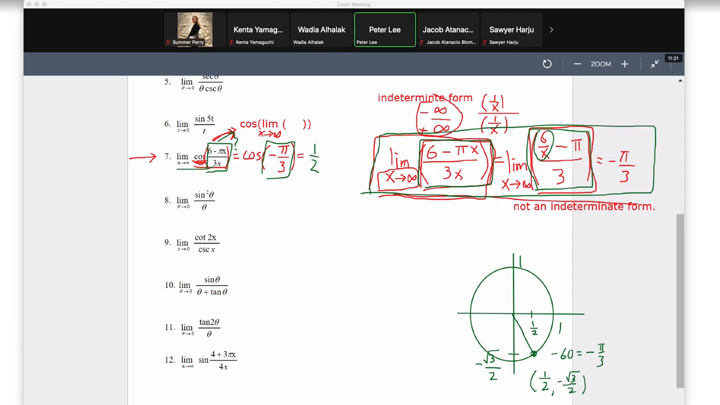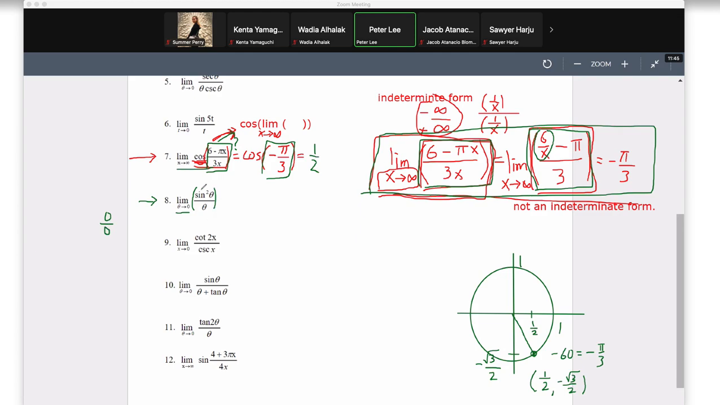Okay, well, let's see. Let's look at it again. Okay, number 8. So now we've come to number 8 here. So we have the limit of sine square theta over theta, as theta is approaching 0. So first of all, the limit theta is approaching 0, that's a good thing. Because when you plug in theta equals 0, what do you get? We get 0 over 0. So that's an indeterminate form. So we cannot get the limit that way.